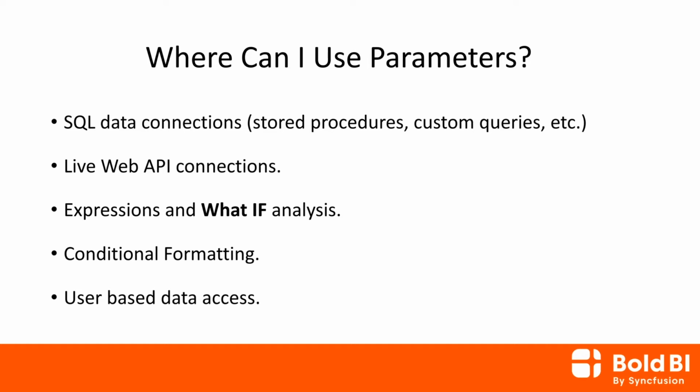So the parameter now can be used when you use parameterized REST APIs. You can just add a placeholder using the parameter, and then for every interaction, you can query using the parameter value that you prefer. The third one is expressions. So you can do what-if analysis by using parameters in calculated fields. I'll show you an example for this.